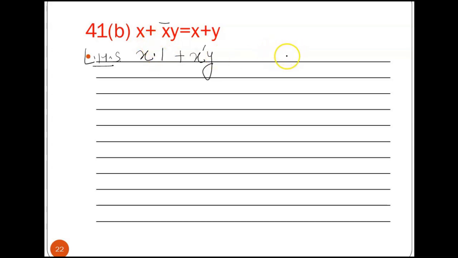So x dot 1 is equal to x, which is the property of 0 and 1, right? Like that, please don't forget to write the property name. It's compulsory for you to mention it, okay? Then x dot, as we have to add y also, I'm replacing this 1 with 1 plus y, and plus x dash y, okay?